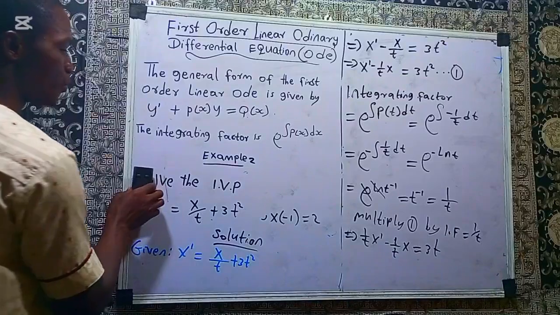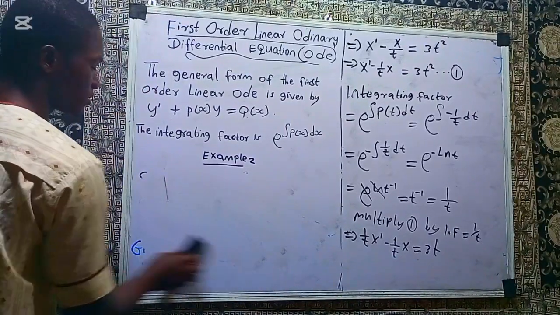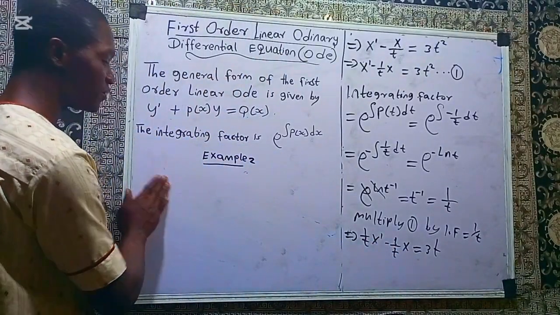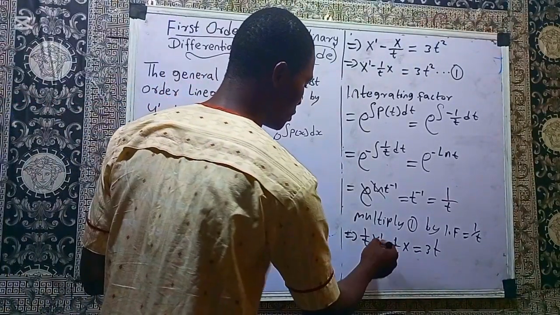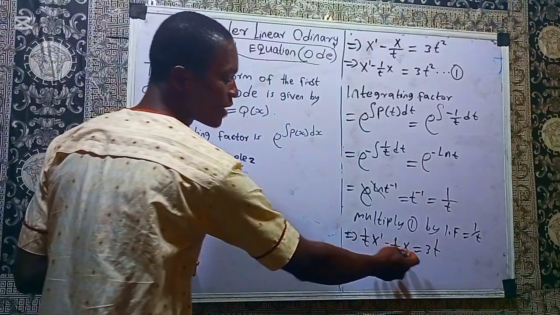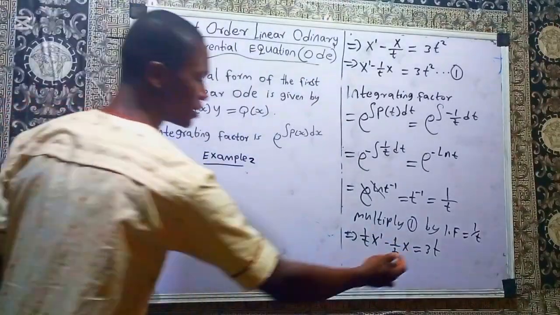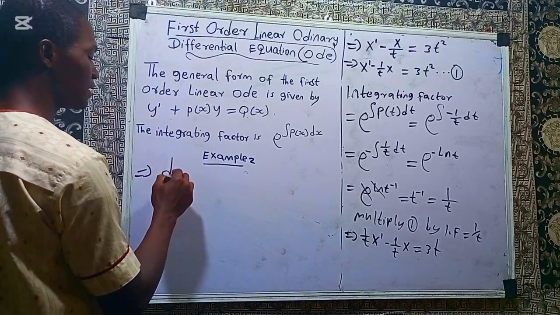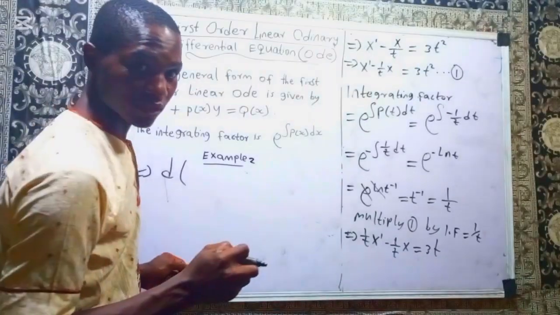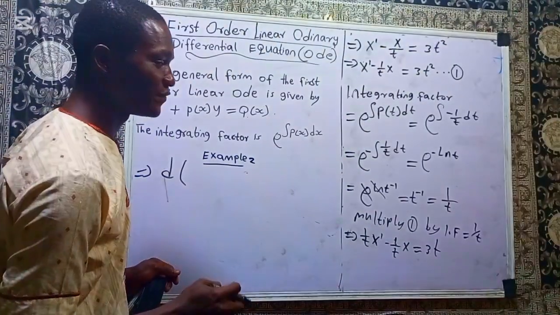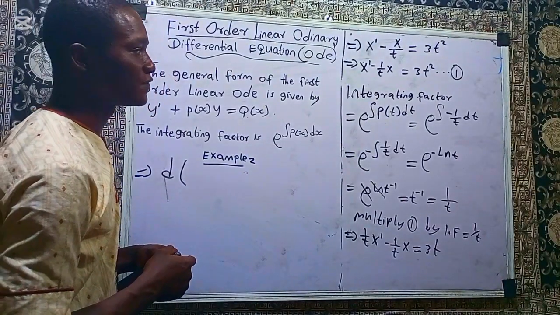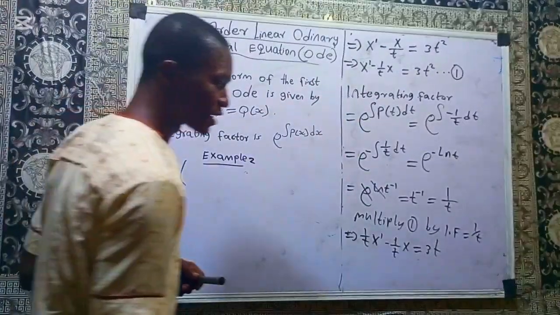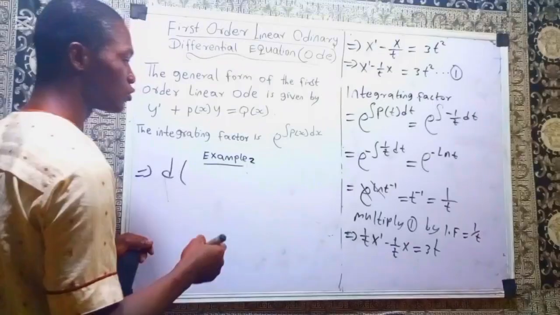Now, from the previous question we solved, I told you that once you have multiplied both sides of the equation by the integrating factor, then everything we have at the left hand side is the same thing as the derivative of the product of the dependent variable and the integrating factor. What is the dependent variable in this question? x, because x is the one having prime. What's the integrating factor? 1 over t.